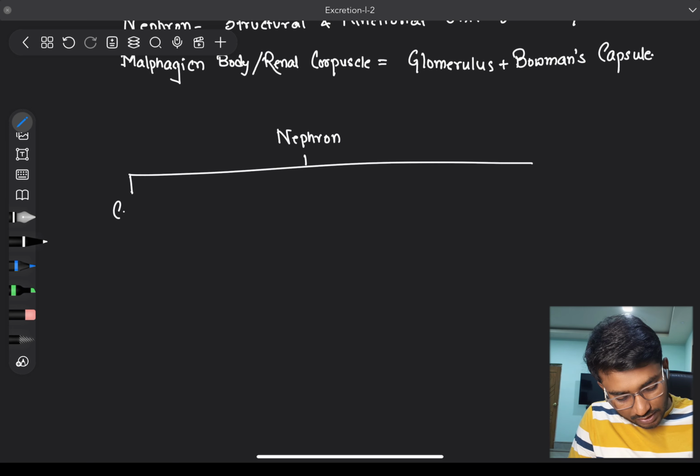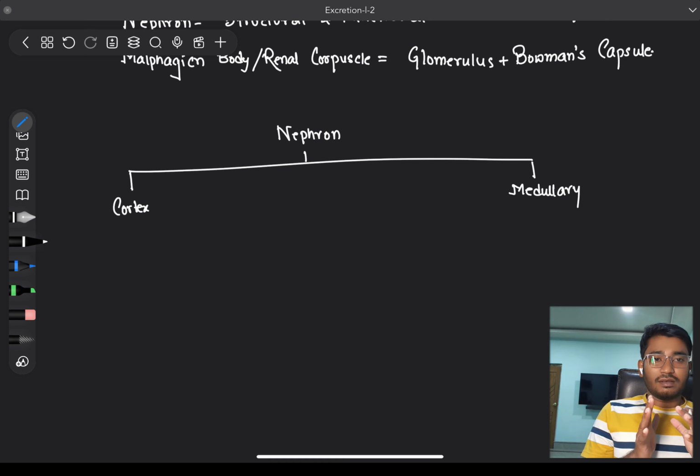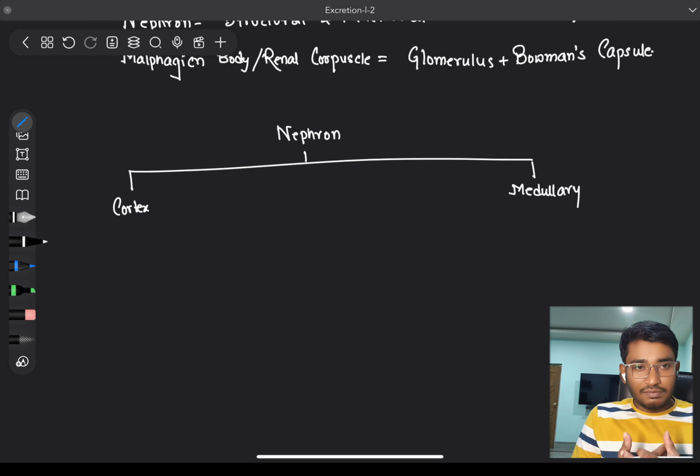One is the cortical nephron, and another is the medullary nephron or the juxtaglomerular nephron. Now, the two parts of the nephron are the cortex as well as the medulla. The cortex is the outer part of the nephron, and the medulla is the inner part of the nephron.